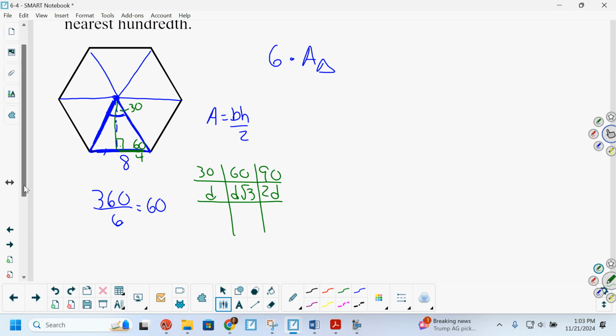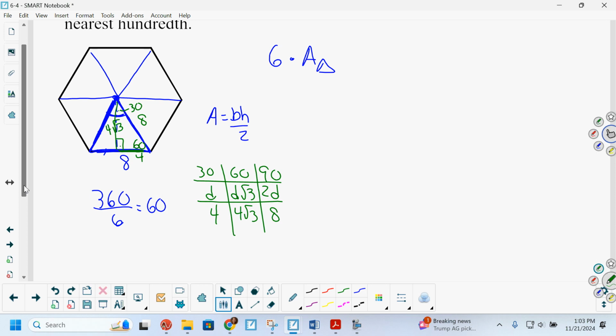So across from the 30 is 4. That means across from the 60 is 4 radical 3. And 2 times 4 is 8. So this is 8. And this is 4 radical 3. Wow, I have so much information.